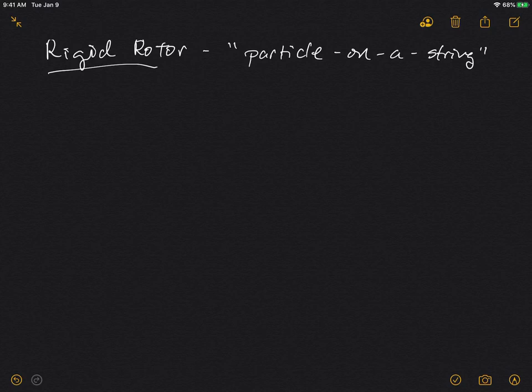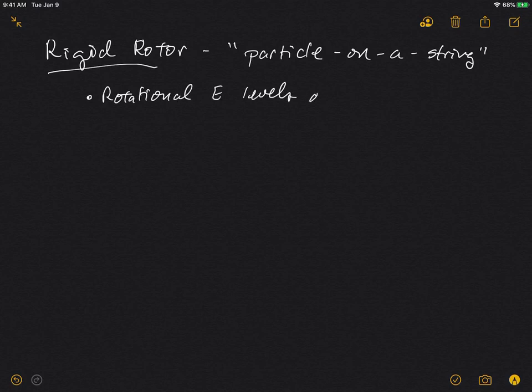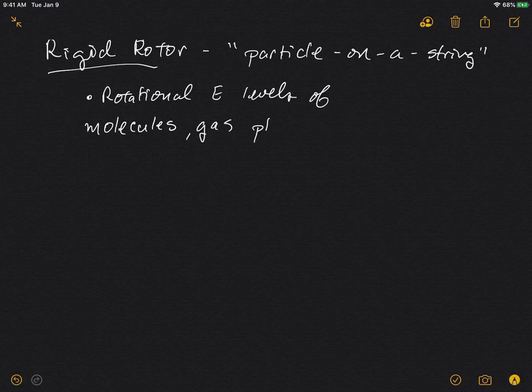First of all, this model describes the rotational energy levels of molecules, anything diatomic or larger in the gas phase, or in the vapor phase.